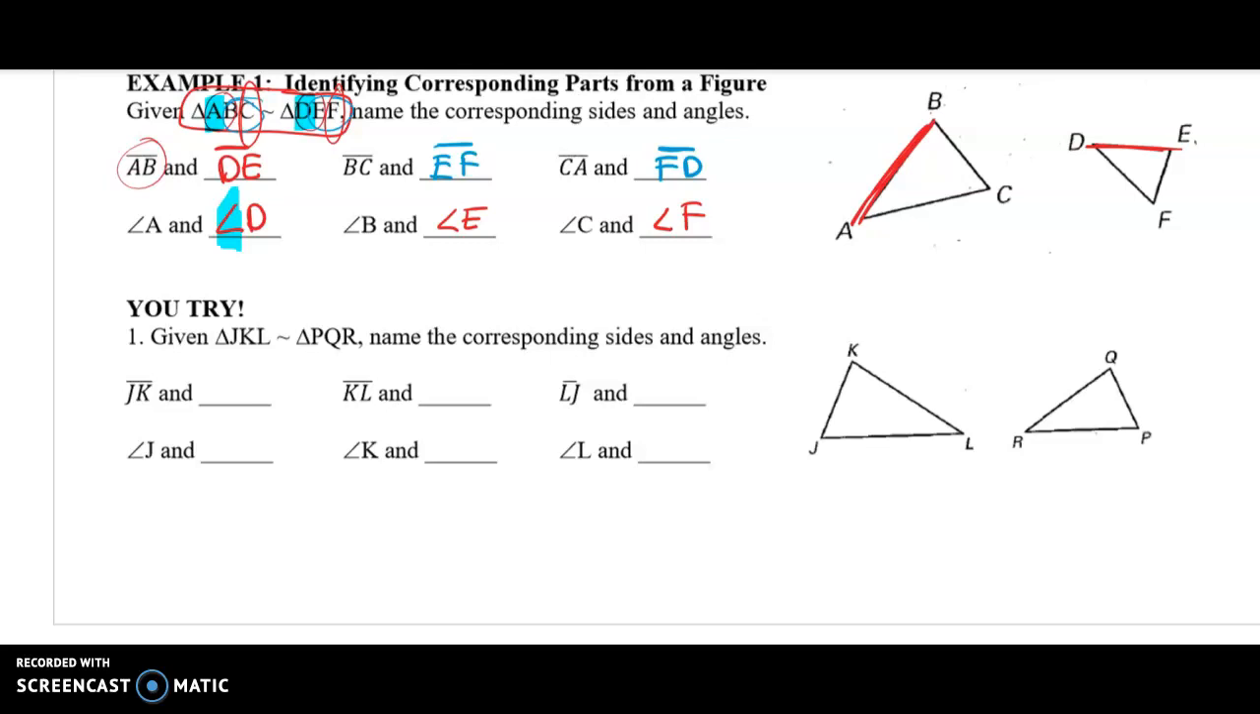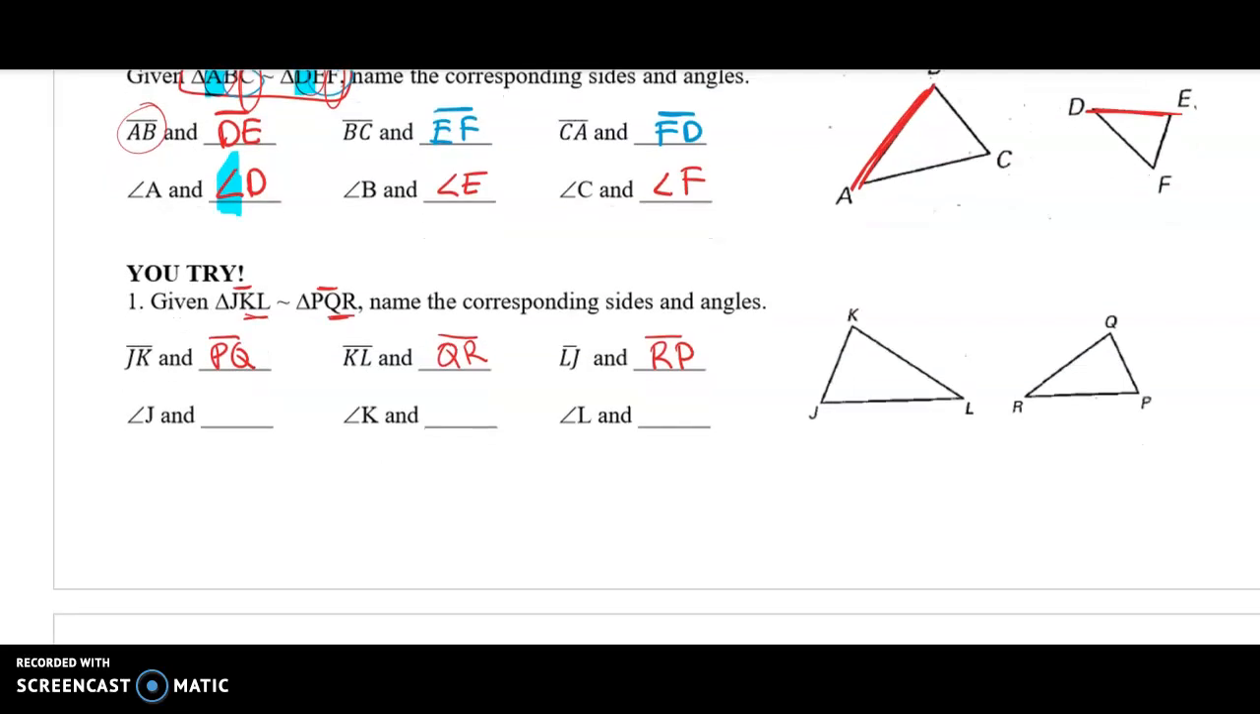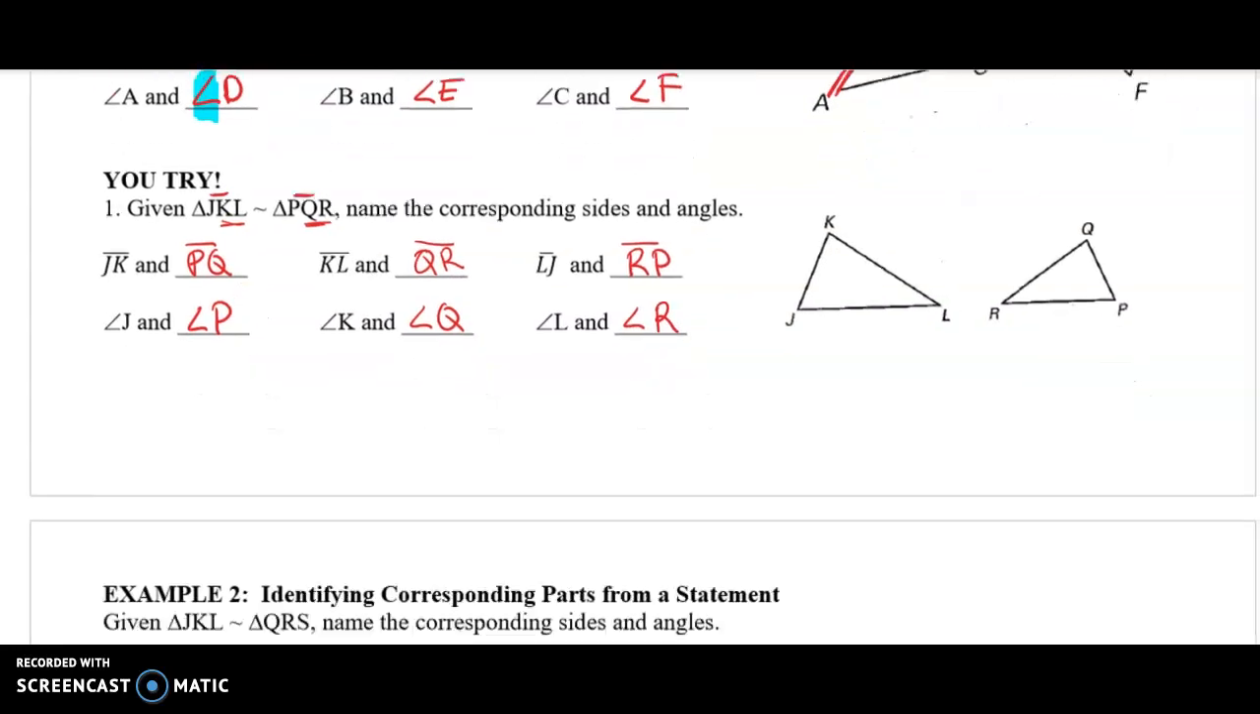All right, so if you're checking for the answers, JK would be the same as PQ. KL would be the same as QR. LJ would be the same as RP. Also, you can switch the letters for those. So if it's like PR or RQ or QP, that would be the same, okay, because that would be the same segment. So angle J would be the same as angle P. Make sure you have the angle marking there. Angle K would be the same as angle Q. And angle L would be the same as angle R. So again, make sure you have the correct notation.